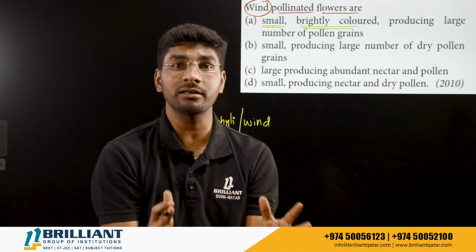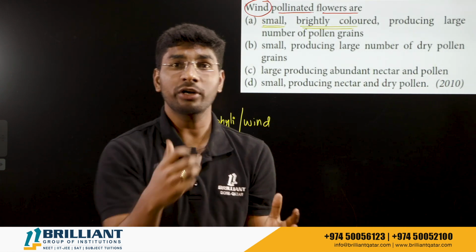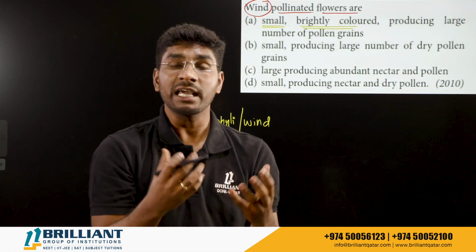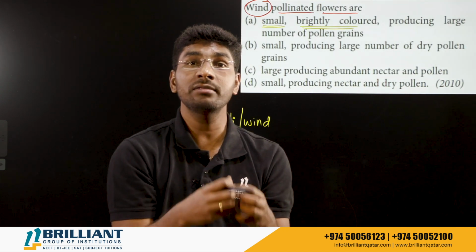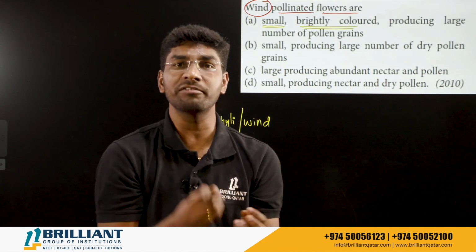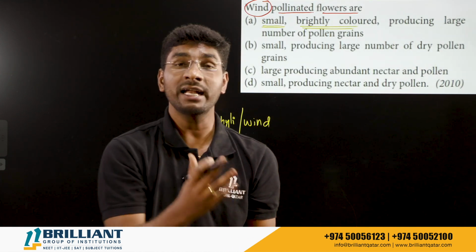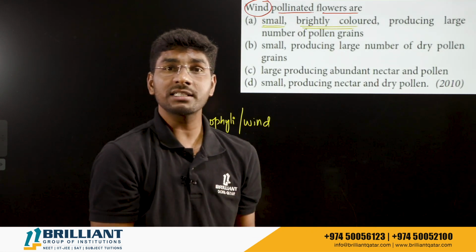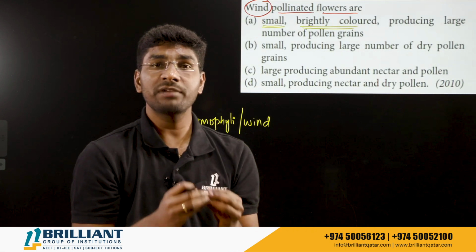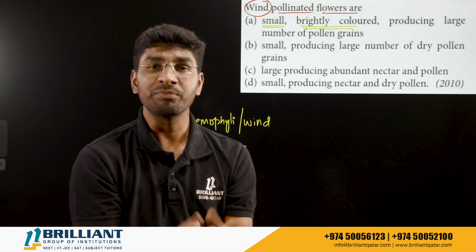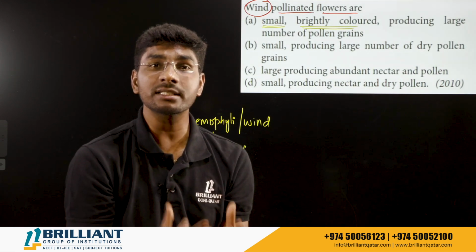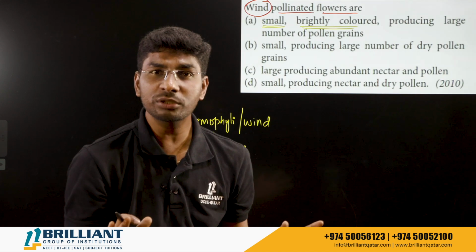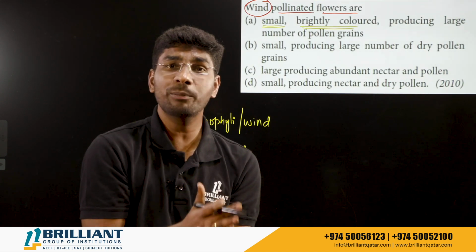They are not attracting insects. Why? Insects are only attracted when flowers are bright in color, give good perfume, and a nectar gland is present. Here, in wind pollination, these flowers are colorless. These flowers are not bright in color and do not produce nectar. So insects are not going to those flowers. So what kind of pollination?